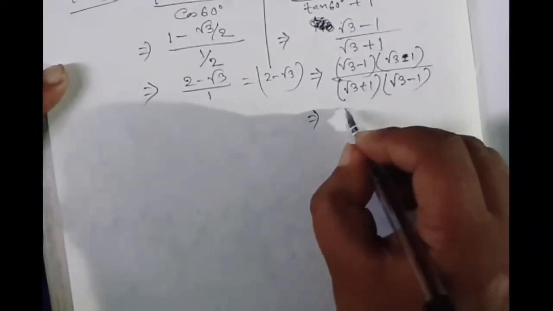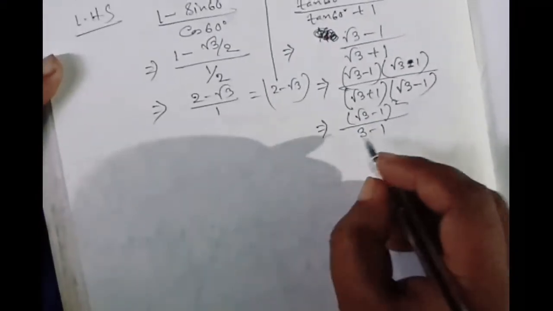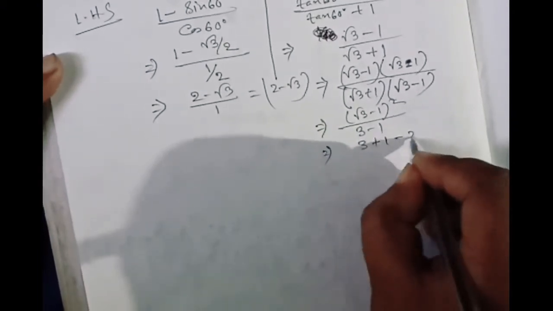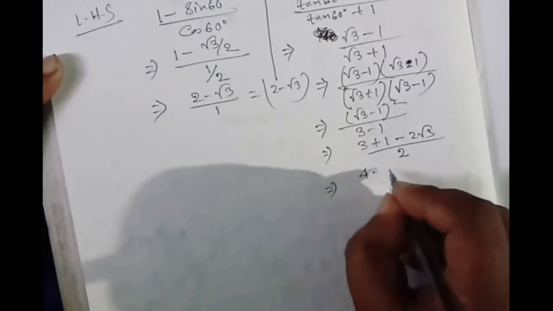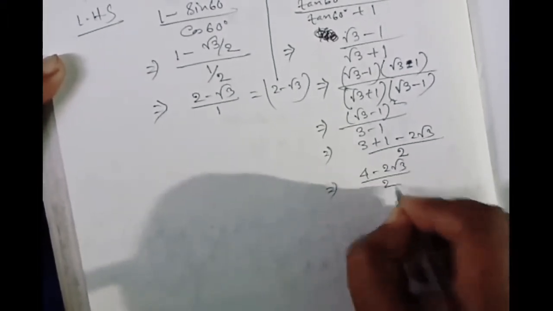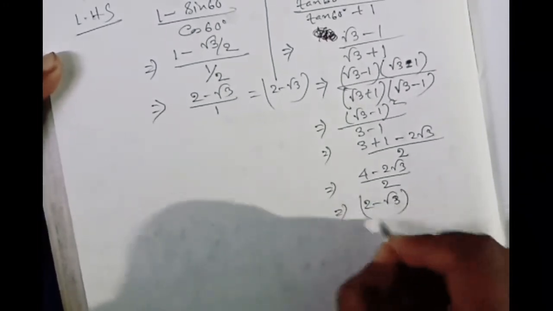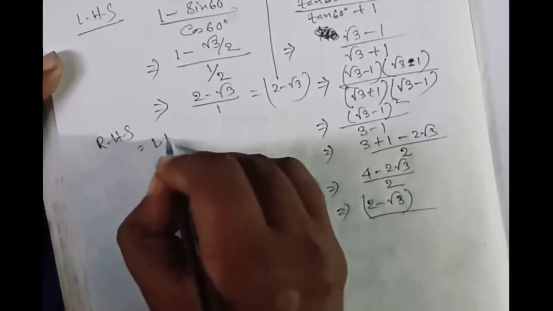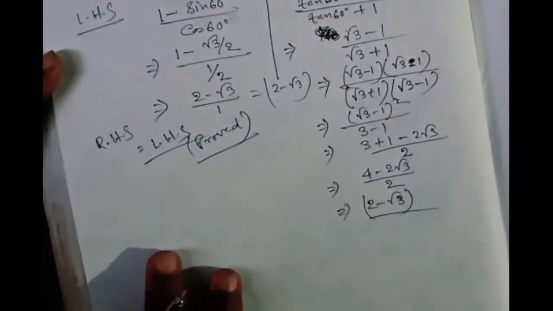So rationalization means (root 3 minus 1) whole square by 3 minus 1, that is equal to (3 plus 1 minus 2 root 3) by 2, that is (4 minus 2 root 3) by 2, which equals 2 minus root 3. So my RHS is equal to LHS, proved. Okay. Next move to another question.